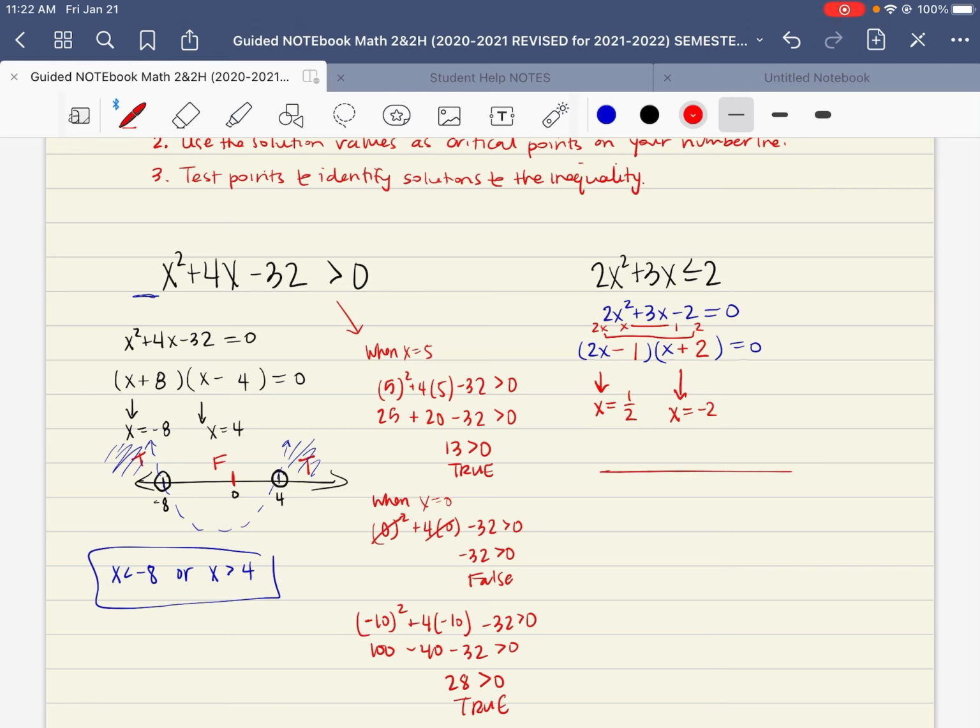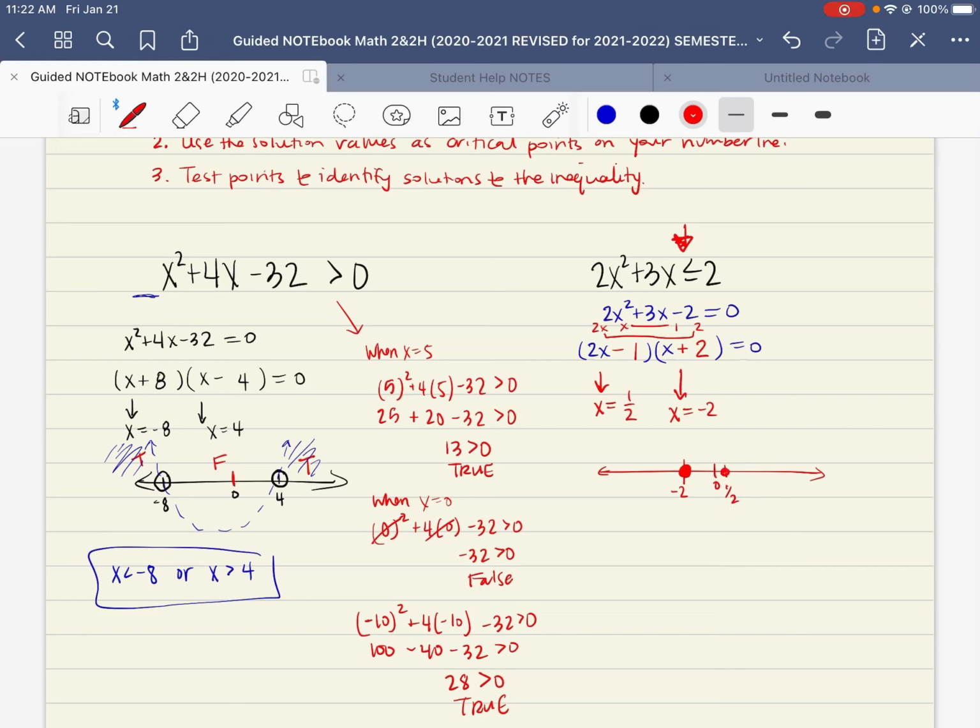So here's my number line. Those are my, again, critical values. If this is 0, -2 would be about here. And if you look up here at this symbol, this is a greater than or equal to. So I'm going to fill in the circle to remind me that it does include the value -2. And then I would have the value 1/2 over here. It's also going to include that value.